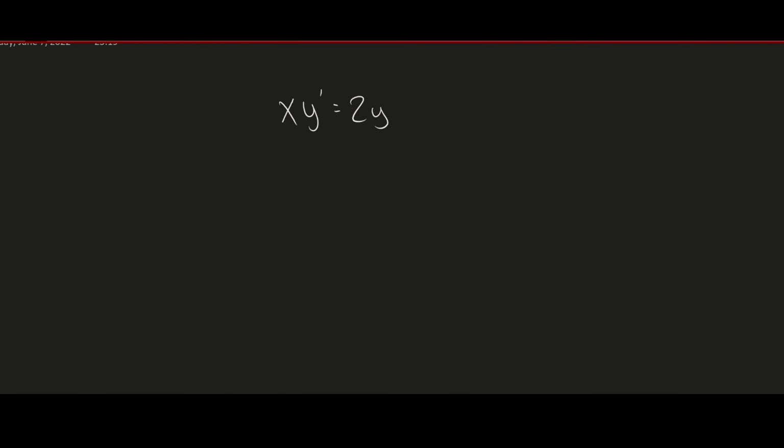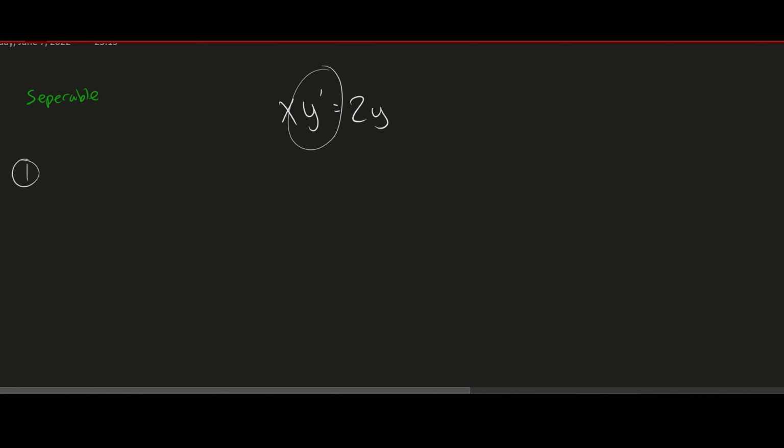We are going to be solving the problem x y prime is equal to 2y, and the way we are going to be doing this is with the separable method. So to do this, we want to separate this. The first thing that we're going to want to do here is look at this y prime.